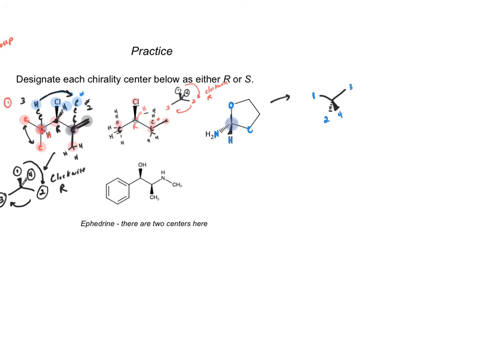Okay, so now this is the first time where we don't have 4, or the least priority group, on the dash. So we're going to have to do something to get it there.